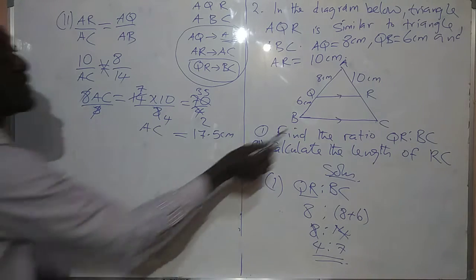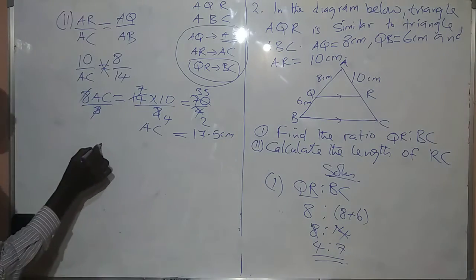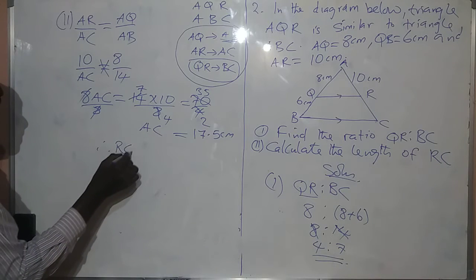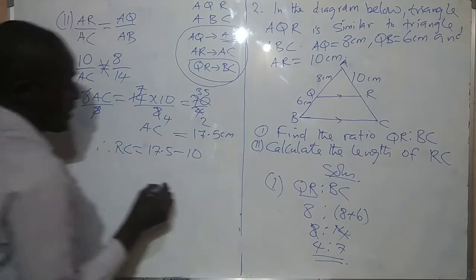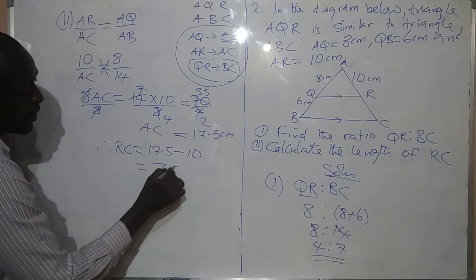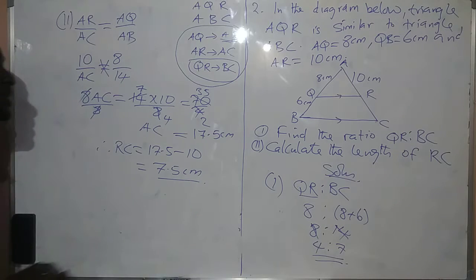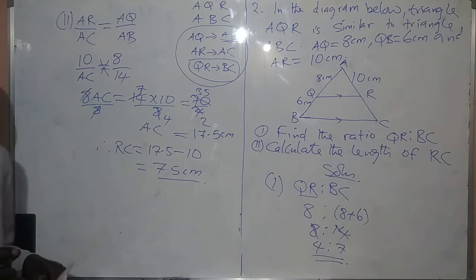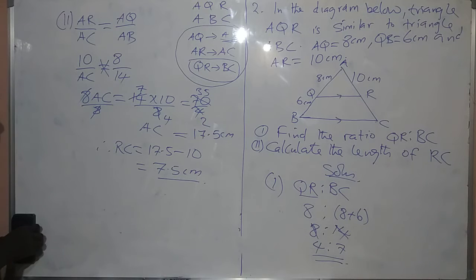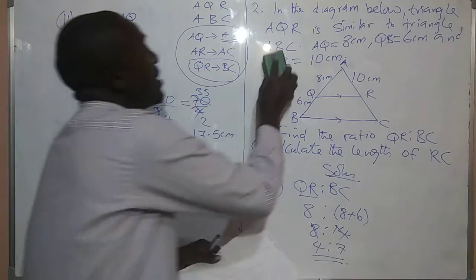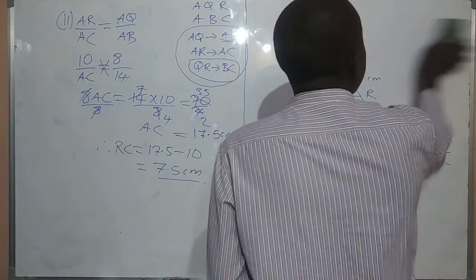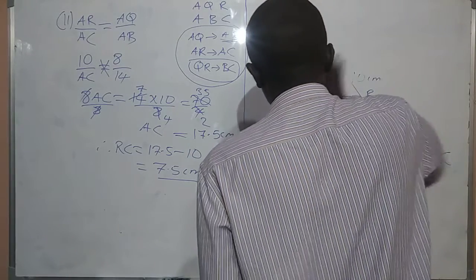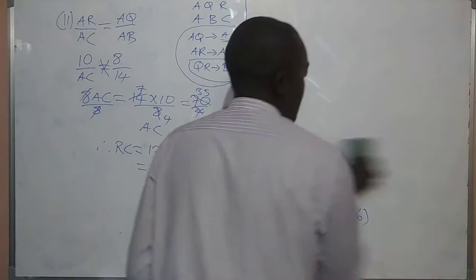Now for us to find this one here, we'll subtract. Therefore RC will be equal to 17.5 minus this 10 here, which will give us 7.5 centimeters. So that is how we tackle that one. Let's go to the next question. We are remaining with very few questions on similar triangles.